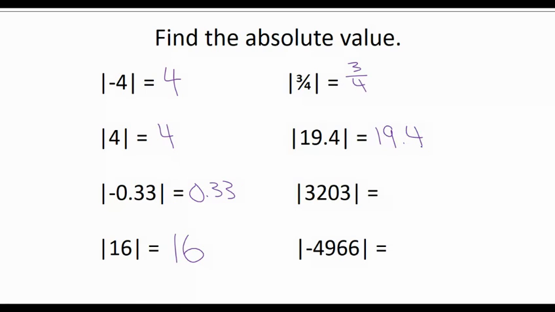The absolute value of 3,203 will be 3,203. The absolute value of negative 4,966, well, it's going to be positive. So it's going to be positive 4,966. Notice all those answers, they're all positive.